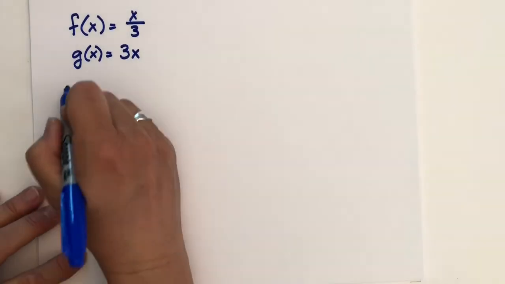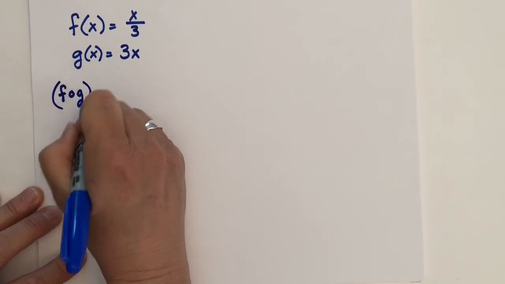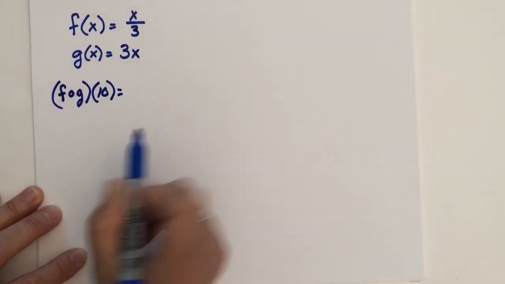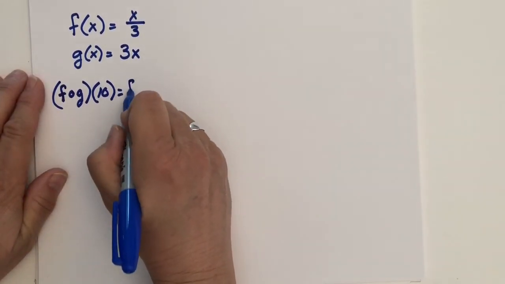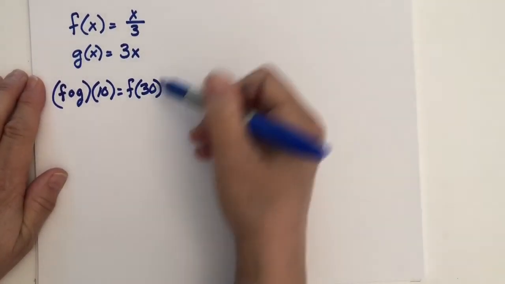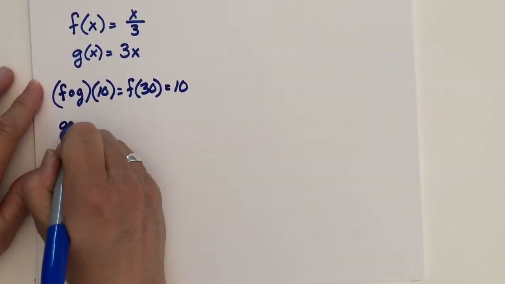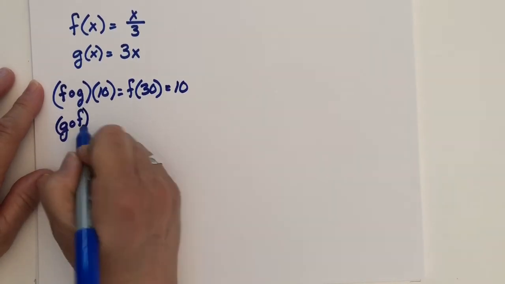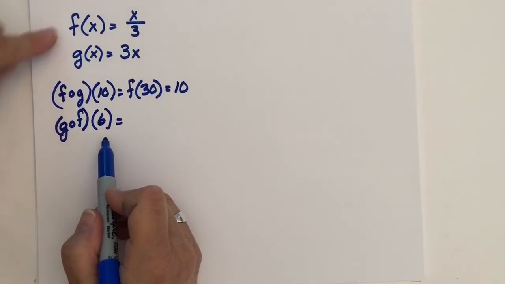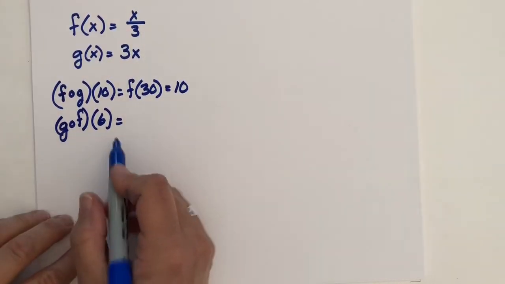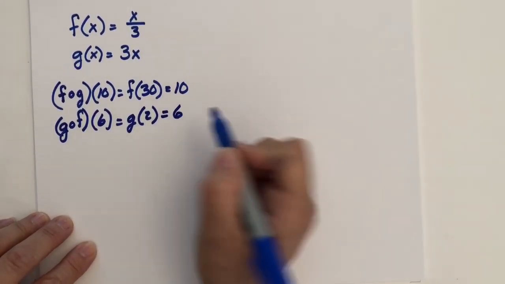And we could test it with a particular value or two. F composed with g of 10, for example. We would put 10 into the g function, and we would get 30. We'd pop 30 into the f function, and we get right back to 10. We could compose them in the other order, g composed with f of 6, for example. Start with f of 6. 6 divided by 3 is 2. We'd pop that 2 into the g function, and we get right back to 6.